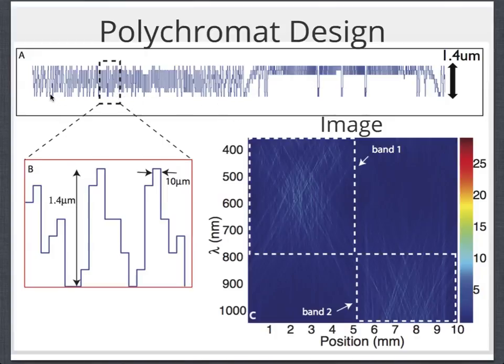This shows the entire height distribution of the polychromat. The height varies from 0 to a maximum height of 1.4 micrometers. Here is a zoomed view of a portion of the height profile, and you can see it has a step, like a stair structure. At each pixel location you have different heights, and in this case the width of each pixel is 10 micrometers.